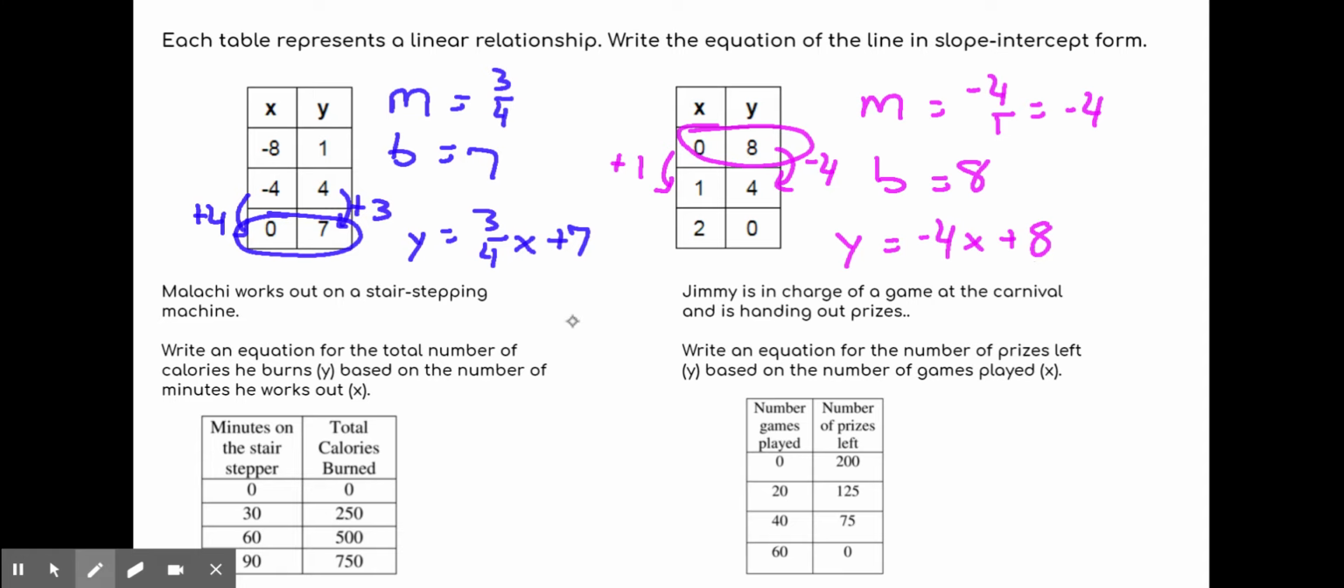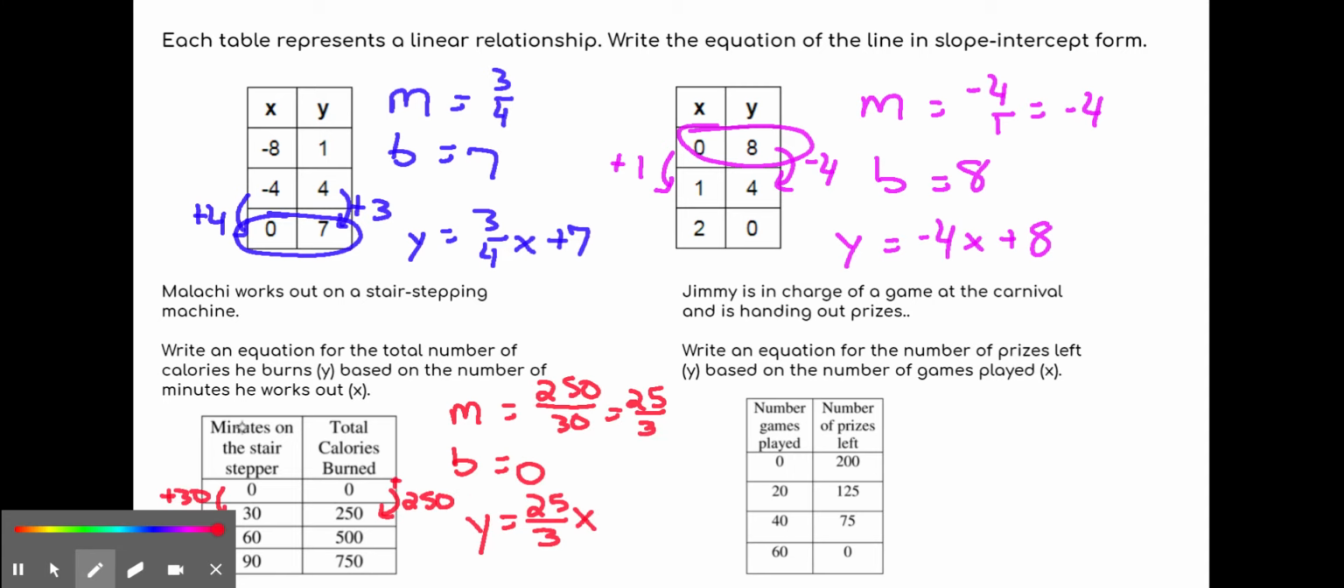So this is the same here. If we've got two situations, we need to find the rate of change, we need to find the initial value, and we need to write the equation. So on this table, find the rate of change, find the initial value, write the equation. Okay, so how'd you do? This goes through the point 0, 0, so the initial value is 0.